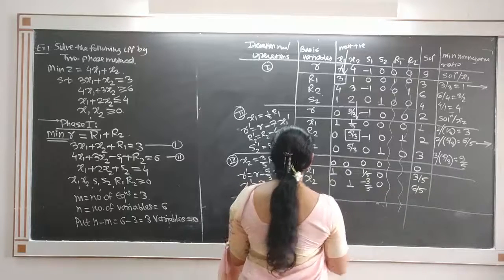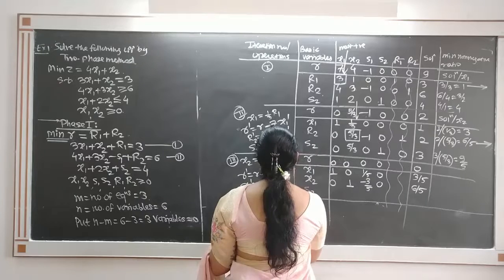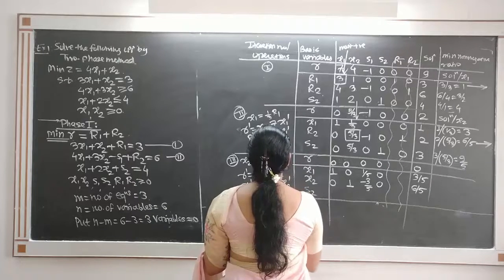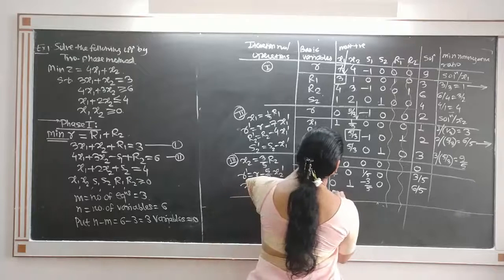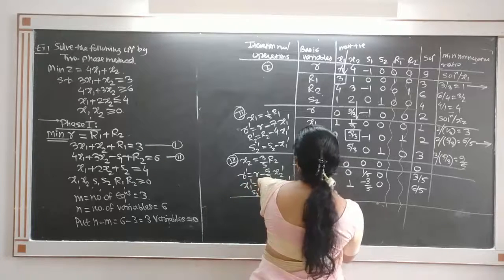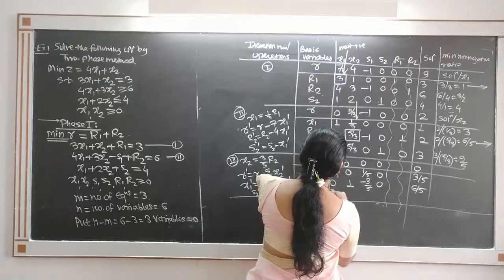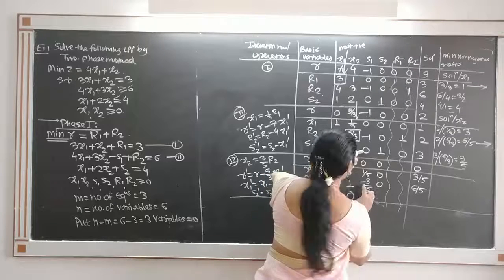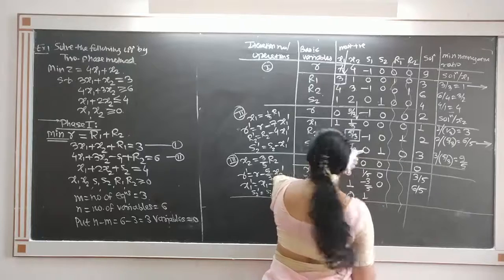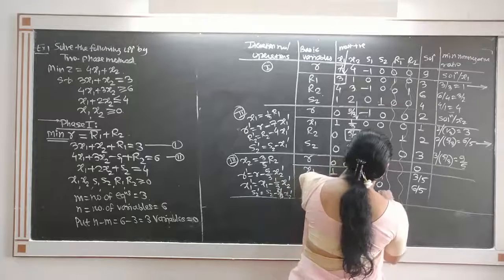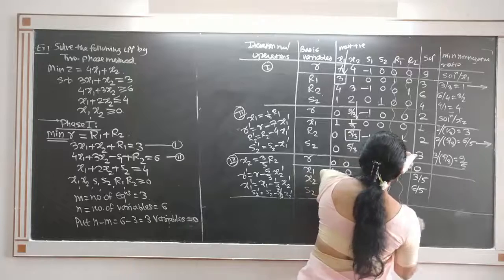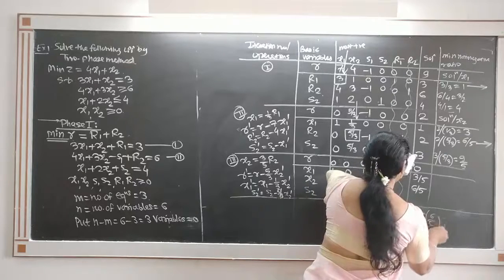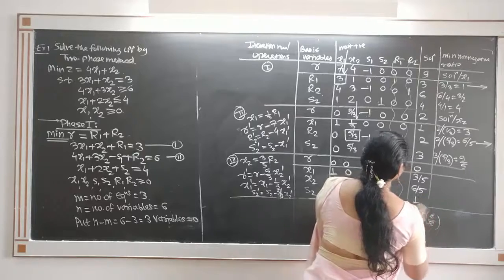Now S2 minus 5 by 3 times x2 dash. S2 is this, minus 5 by 3 times. So 0 minus 0, 0. This becomes 0. 0 minus 5 by 3 times minus 3 by 5. Minus minus becomes plus. 1 minus 0 times. 3 minus 5 by 3 times 6 by 5. 5 gets cancelled. 3, 2 remains 1.